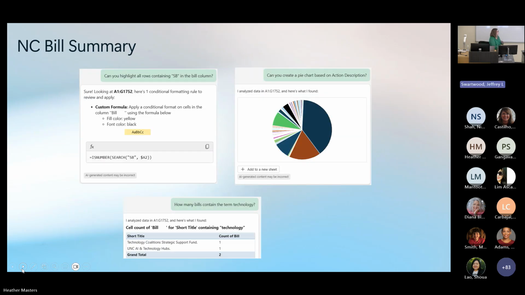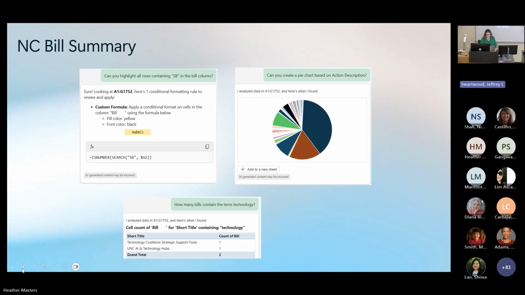I also was able to get some bill summaries. So can you highlight all rows containing SB in the bill column? And this is how it created that formula. So it was searching for SB in that particular column and highlighting those rows in yellow. And that meant in my case, I downloaded all the House bills, and if there were a matching Senate bill, it would highlight my column.